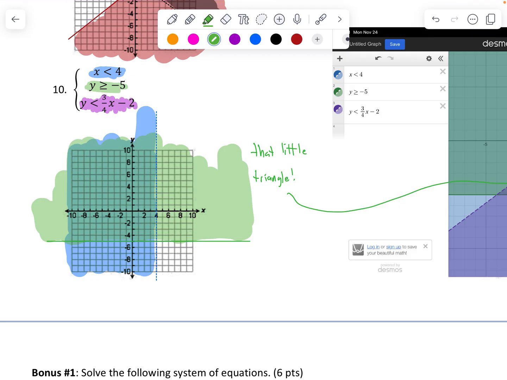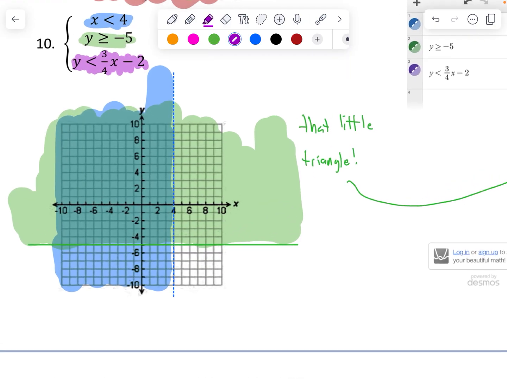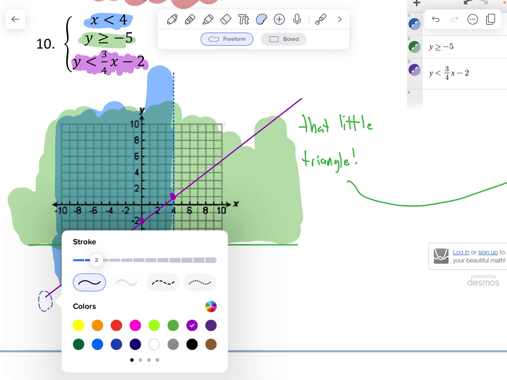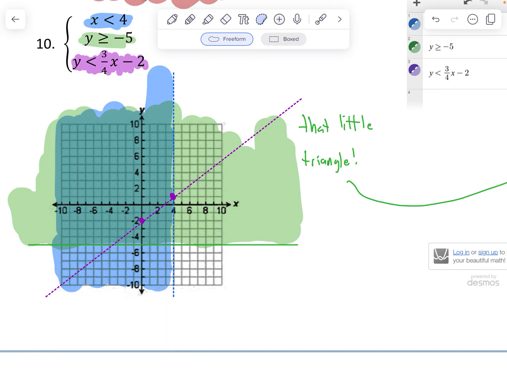Like this. And then we got to do the purple line, which has a y-intercept of -2 and a slope of 3/4. So we go up 3, 1, 2, 3/4, 1, 2, 3, 4, and we're right there. This will be a dashed line again, because it's not or equal to. And we'll make that dashed. And then it's less than that one. So we shade everything below this line.